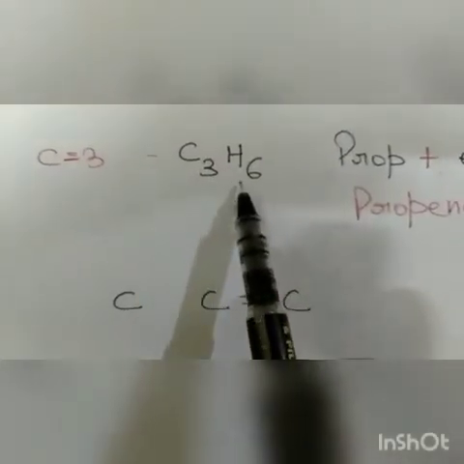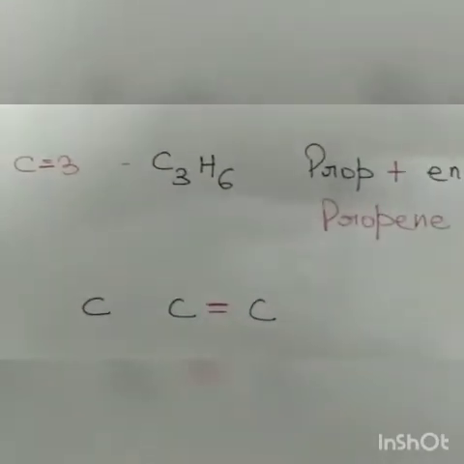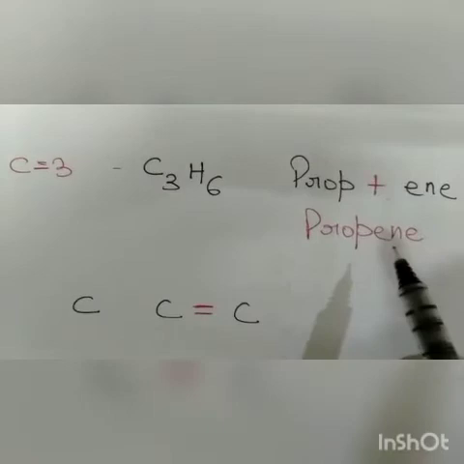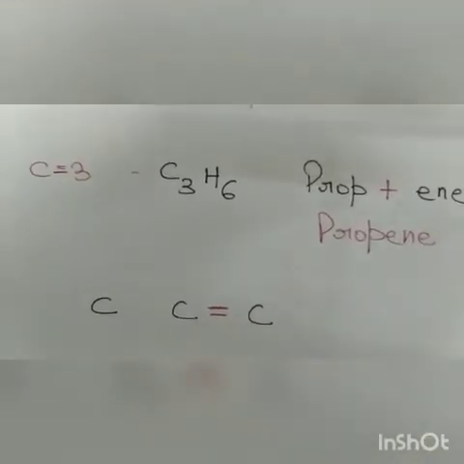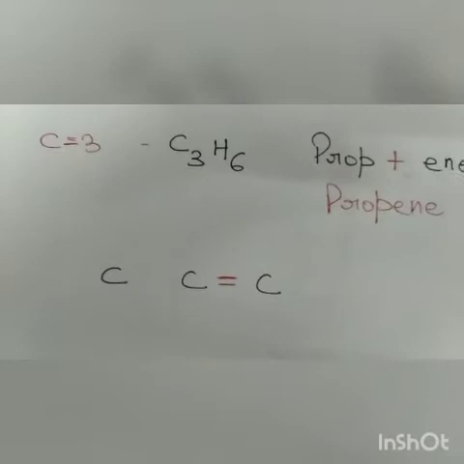Now take another example. If carbon atoms are 3, the formula will be C3H6, and since there are 3 carbon atoms, you will write prop, and it's an alkene, so you will write ene, so it will be propene. So if propene is written, it means 3 carbon atoms and a double bond between the carbon atoms. Understood? So now how will you draw the structural formula?